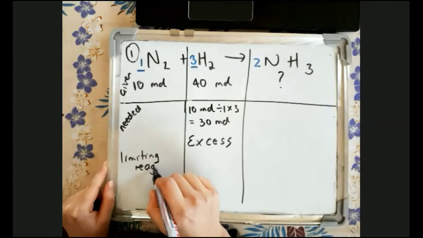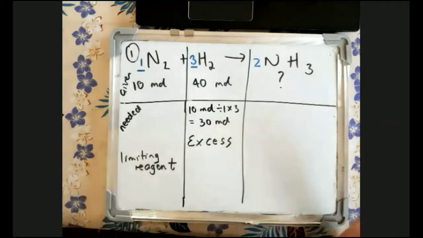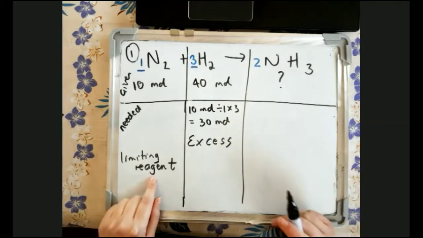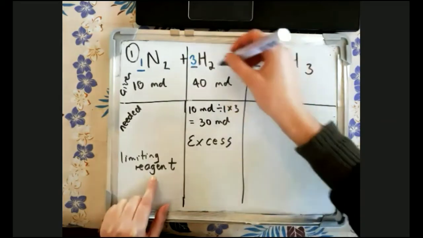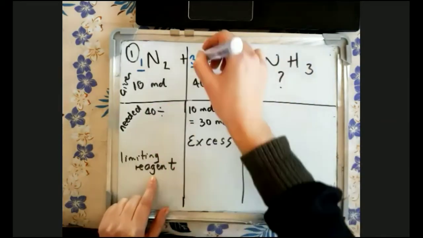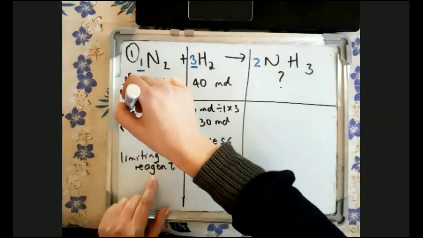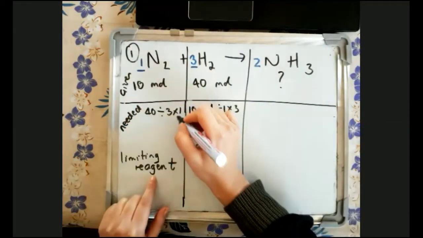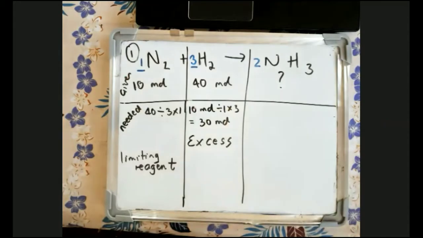Reagent is just a different version of the word reactant. So we say limiting reagent. Now let's work backwards for a second because I want to explain that term. So if you said, okay, let's say I had 40 moles of this. So 40 mole divided by 3 times by 1. So always divide by the one you're with, times by the one you're going to. Okay, so 40 divided by the 3.